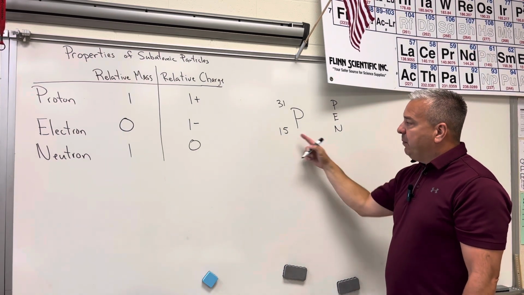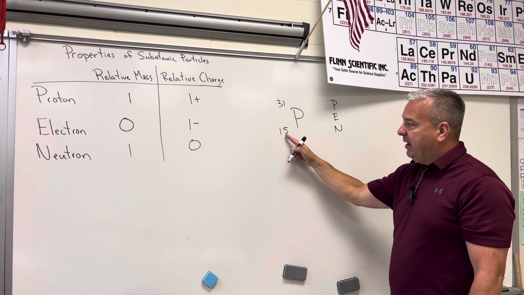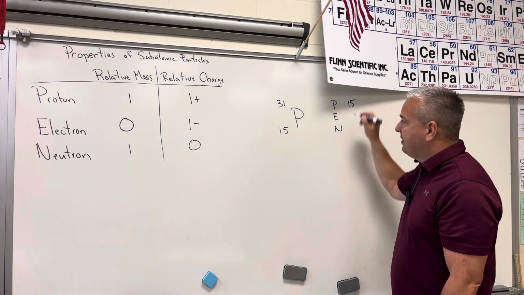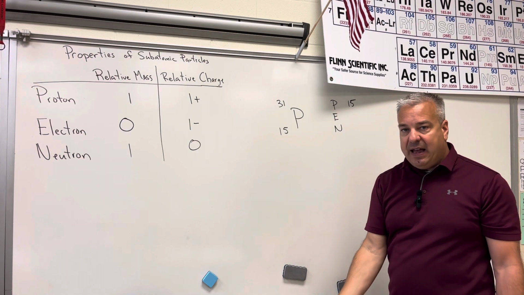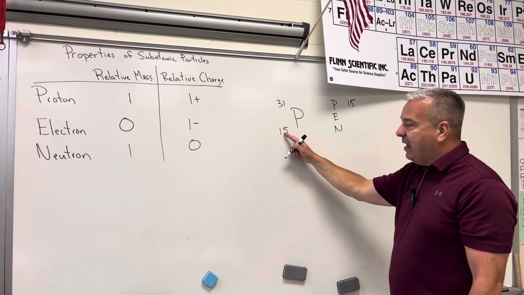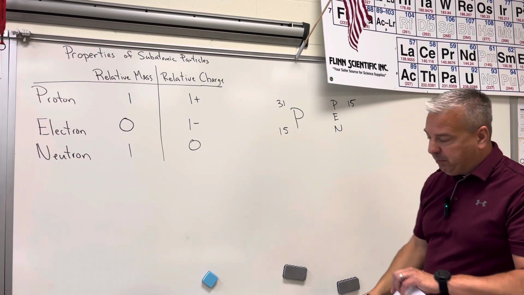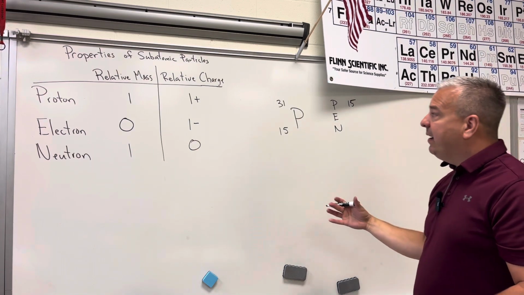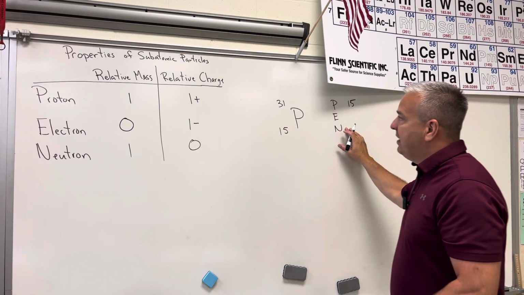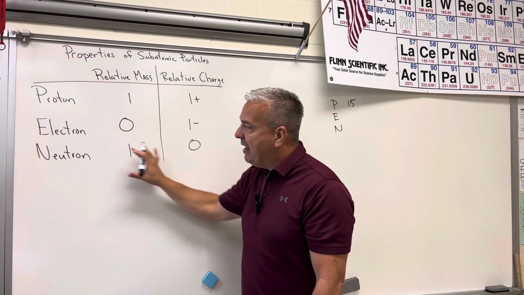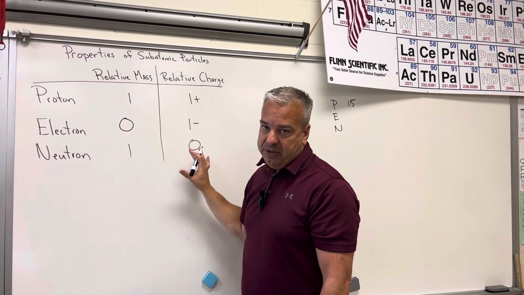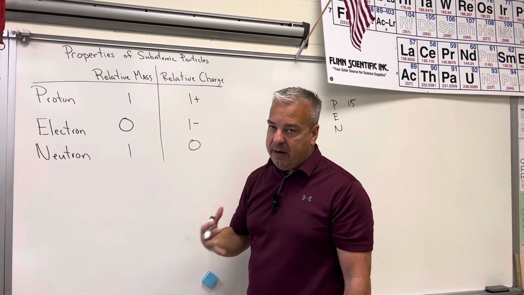The first thing that we're going to do is look at the atomic number, and we're going to write that down for our protons, because the identity of the element is based on the atomic number and the number of protons. From here, we're going to figure out the electrons and the neutrons using some logic from the properties of protons, electrons, and neutrons that we already know.